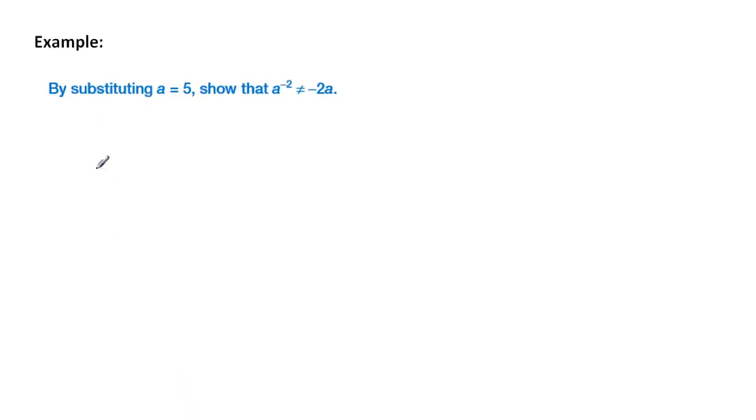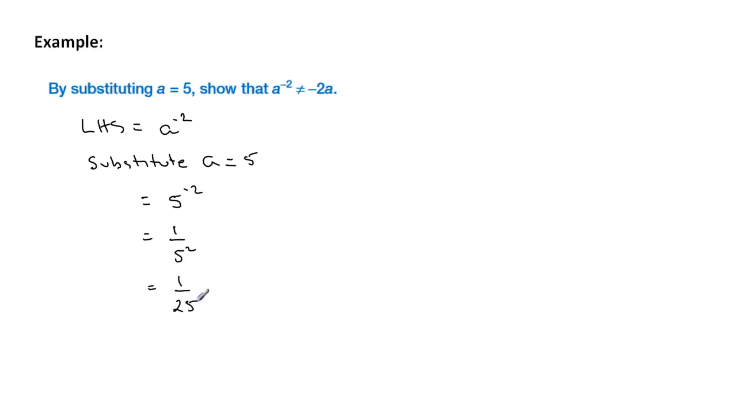Finally, we'll have a look at comparing two sides, the left-hand side and the right-hand side, to test for equality by substituting in a value. We'll take the left-hand side first of all, and that's equal to a to the minus 2. So now we're going to substitute a equal to 5 into this particular expression. So we get 5 to the minus 2. We could then rewrite this as 1 over 5 squared, which would give us 1 over 25.